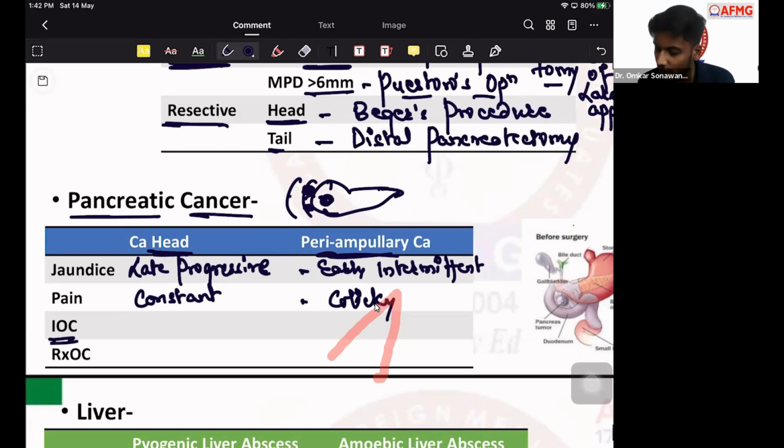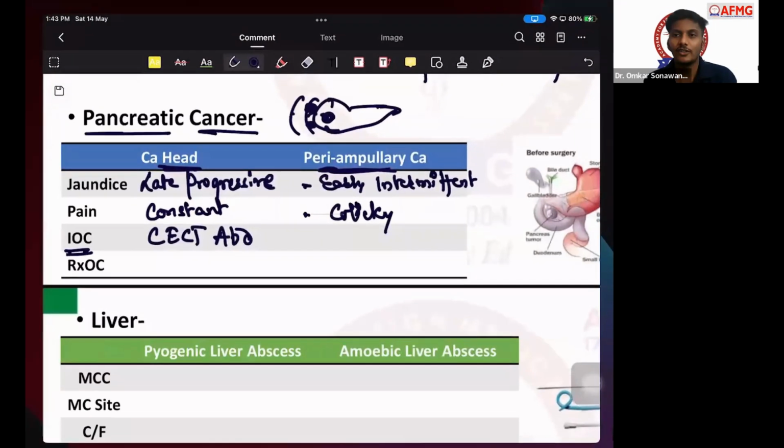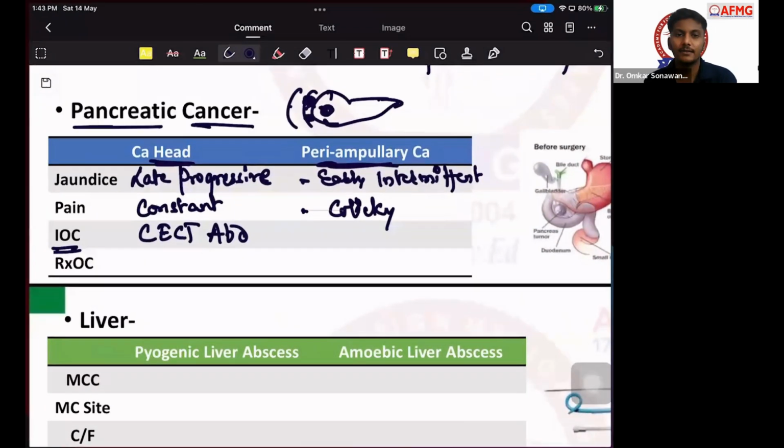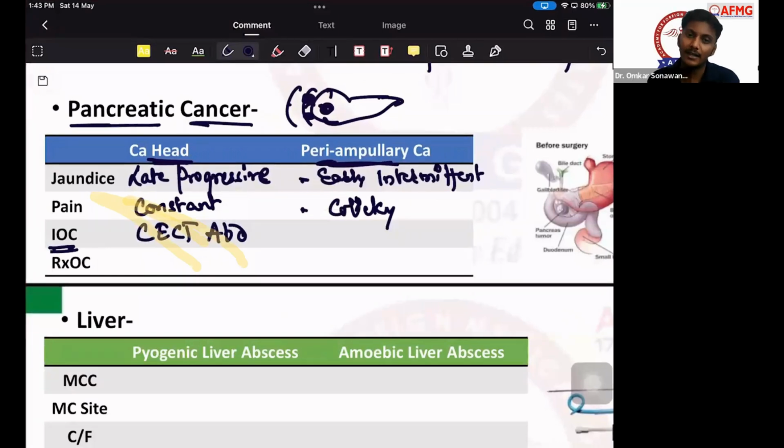Investigation of choice for carcinoma head of pancreas is usually a CECT abdomen, whereas for periampullary carcinoma it is an ERCP. Okay, remember this.